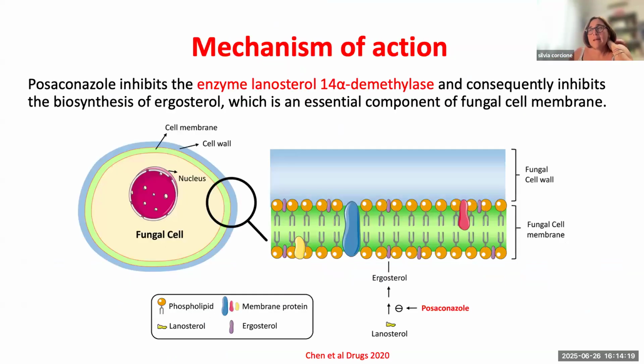The mechanism of action of posaconazole is similar to the other azoles, as I mentioned before, and inhibits the lanosterol, so inhibits the biosynthesis of ergosterol, which is an essential component of the fungal cell membrane. And in this way, posaconazole inhibits the creation of the fungal cell membrane, and so inhibits fungal growth.